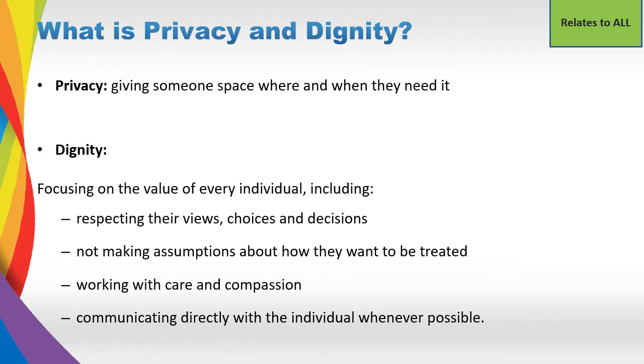We're now going to look at privacy and dignity. So what is privacy? This is giving someone space where and when they need it. And dignity is about focusing on the value of every individual, and this includes respecting their views, their choices and their decisions, not making assumptions about how they want to be treated, working with care and compassion, and communicating directly with the individual whenever possible. And if you remember, we've looked at this, it's about always, if you can, communicating with that individual, because they know what they want and they know what they like and what they need.